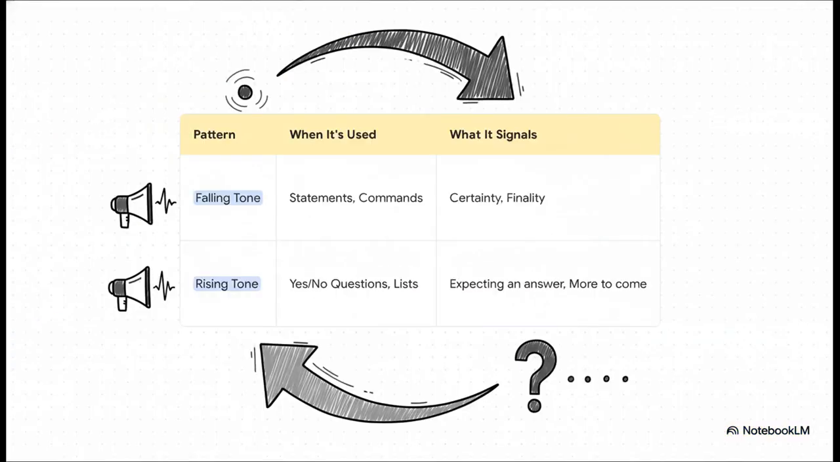Okay, so it pretty much comes down to two main patterns. You've got the falling tone, where your voice goes down at the end. That tells people, I'm done, this is a fact. Then there's the rising tone, where your voice goes up. And that signals, hey, I'm waiting for something, usually an answer to a question.